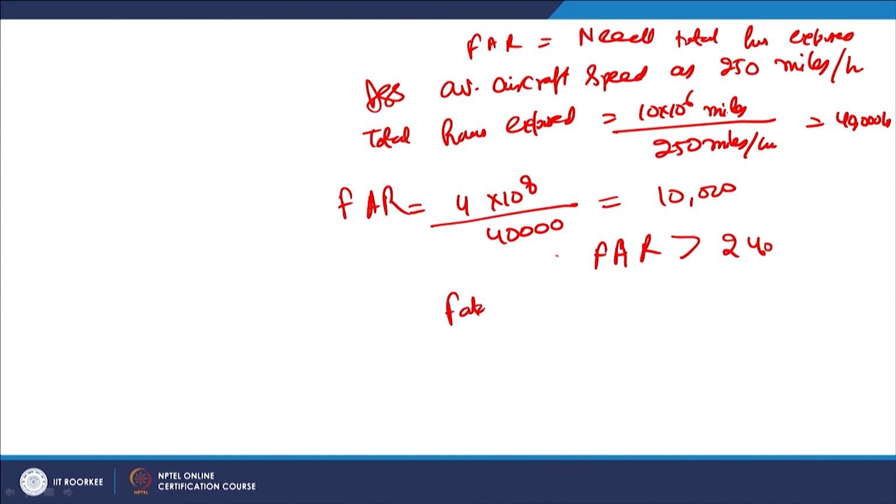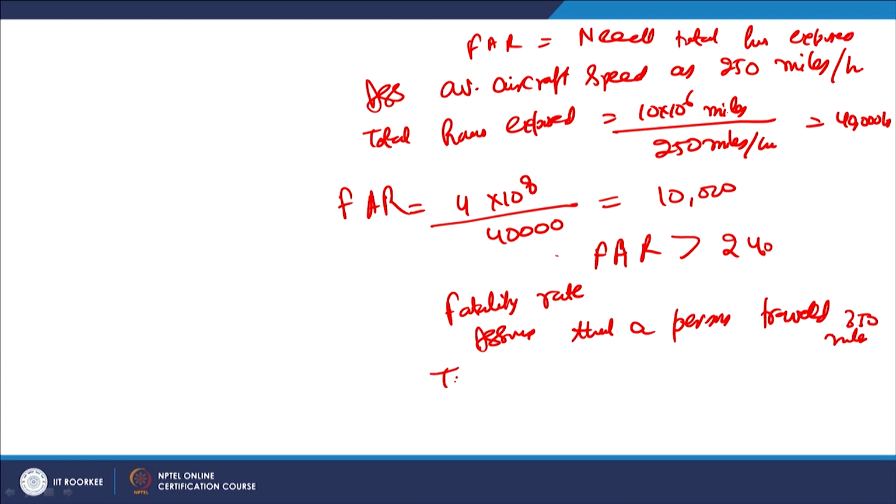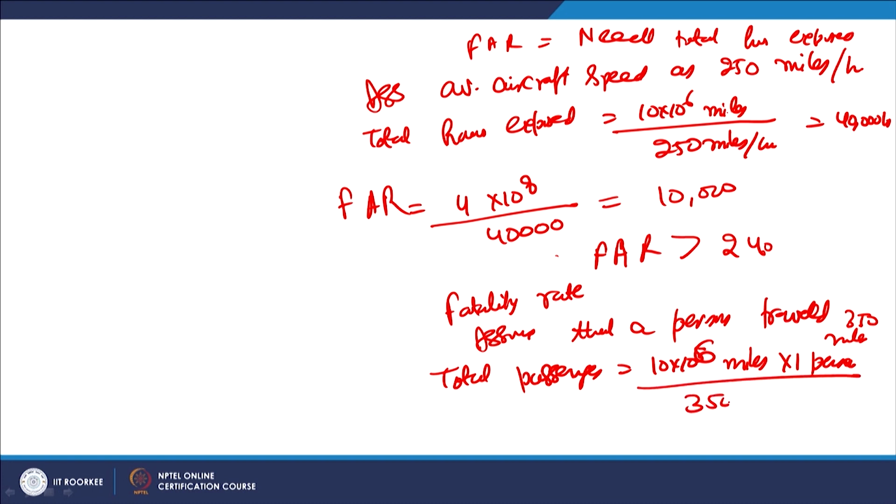So, you can see that the problem is a bit severe. Now, let us see the fatality rate. Assume that a person travelled 350 miles. So, the total passengers are 10 into 10 to the power 6 miles into 1 person divided by 350 miles. This comes out to be 28,570 persons.